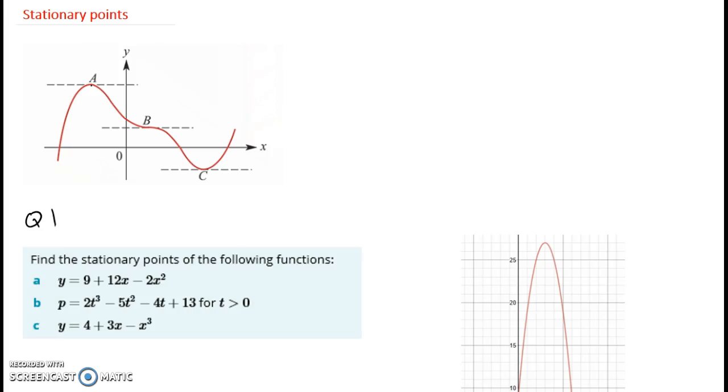This lesson will be on stationary points. Now, a stationary point is a point on the graph where the gradient of the tangent is equal to 0. So I've got a visual representation of this here.